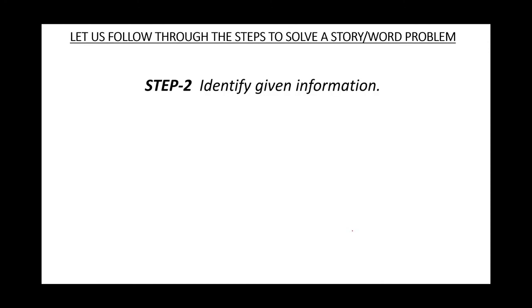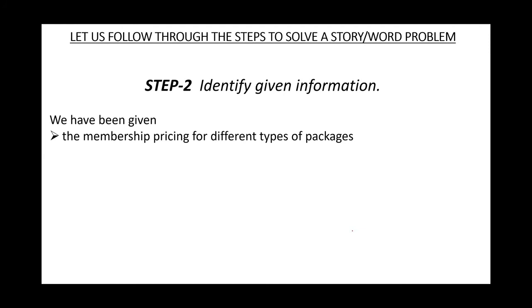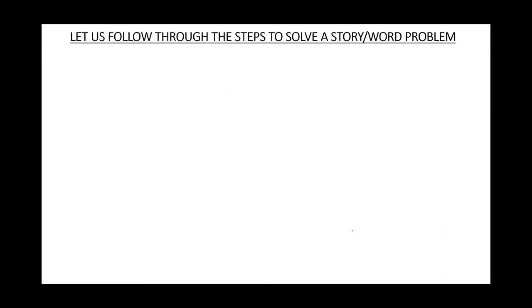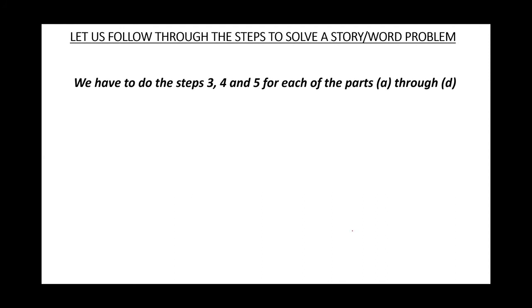Step 2, identify the given information. We have been given the membership pricing for different types of packages. Miss Jackson's family consists of herself and her daughter, who is 16 years old, a sophomore. And steps 3, 4, 5 are to be done for each of the parts A through D. So let us go through those 3 steps that we need to do.